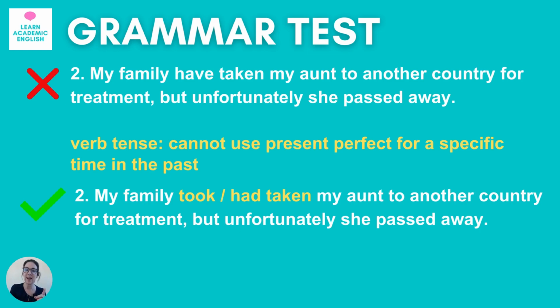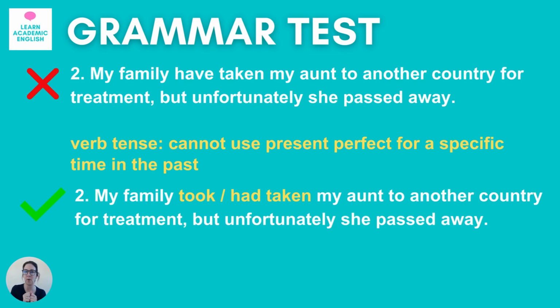Now, interestingly, I think that most native speakers would opt for the first one. Most native speakers would say, my family took my aunt to another country, but unfortunately she passed away. Now, you might be thinking, well, in my grammar class, we learned that when we have one thing that happened in the past and something else that happened before that, we use past perfect for that first one, right? Past perfect. But past perfect is not actually used that often when the order of events is clear.